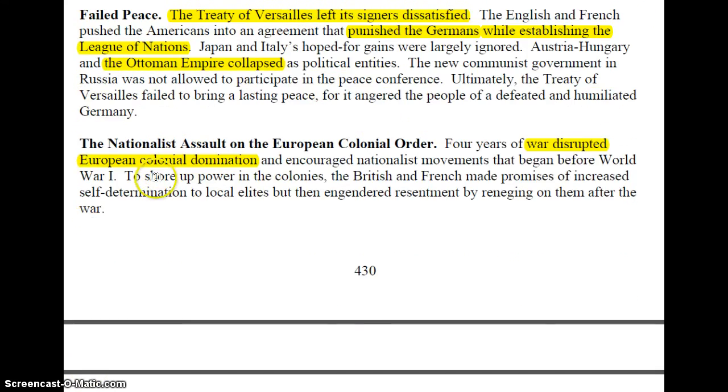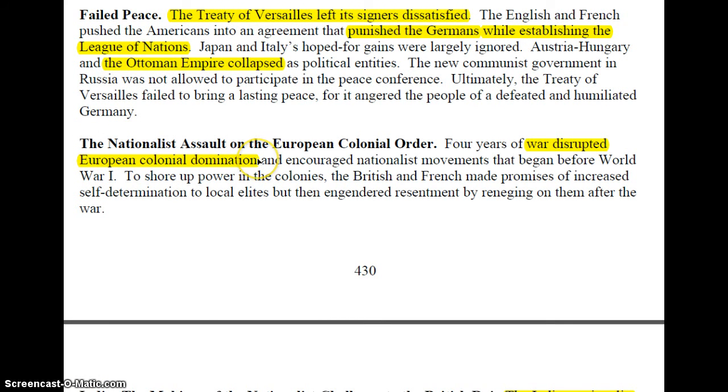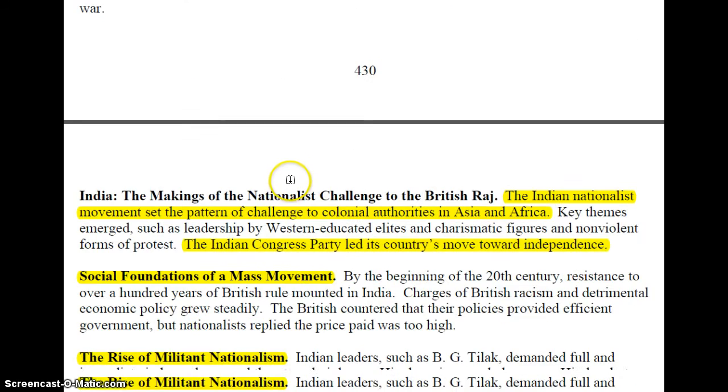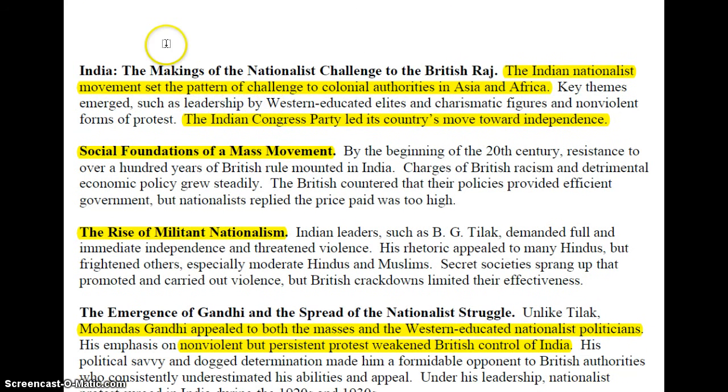Then the nationalist assault. What this section is talking about in your textbook is that Europe was not really able to focus on their colonies while they were busy focusing on killing one another. So while they were trying to either make sure they maintained power in the colonies or trying to get the colonies to contribute more to the war effort, the British and the French were making all sorts of promises. Yes, you can vote. Yes, you can control your local affairs. Making promises that then, after the war, they said, oh, no, that's not what we meant. What we meant was during the war you can run things, but after the war we're back, now we're in charge again. And this is where we see India and Africa really beginning to play.